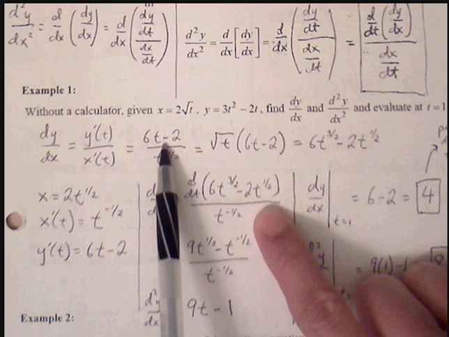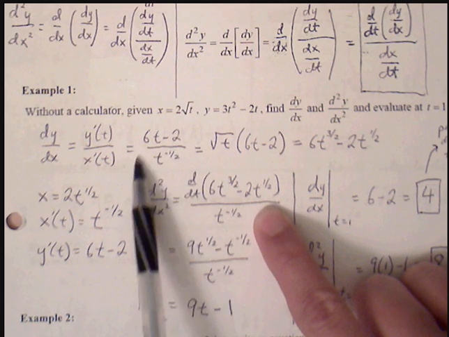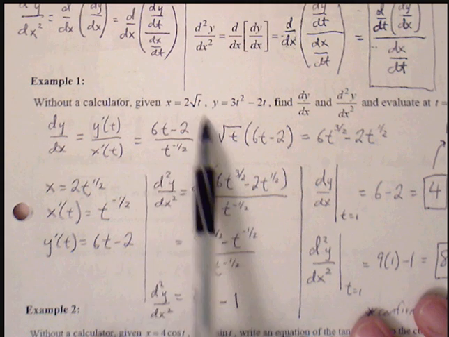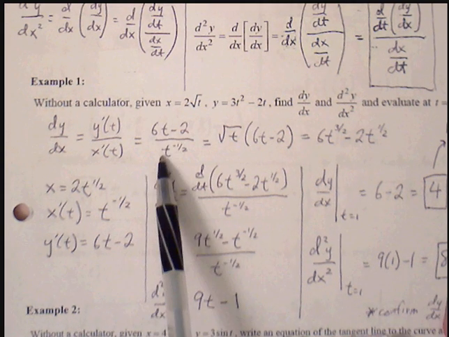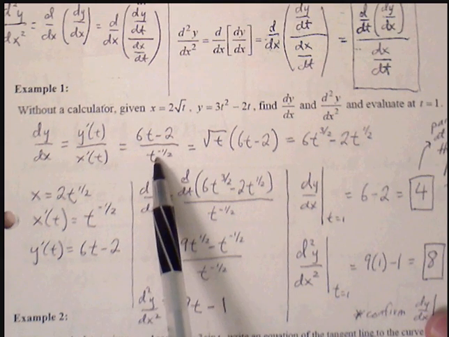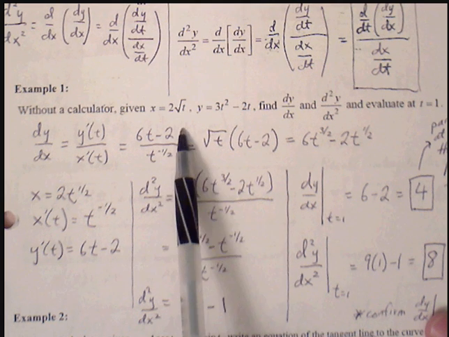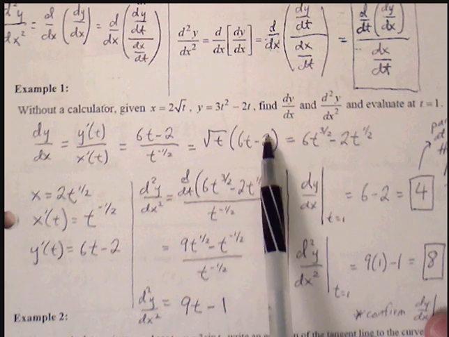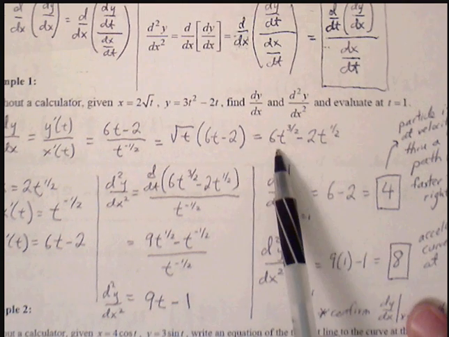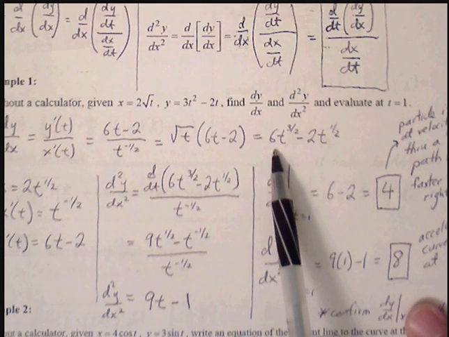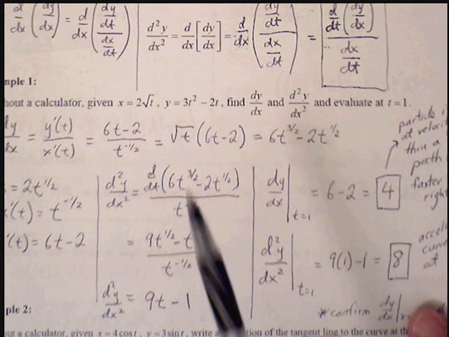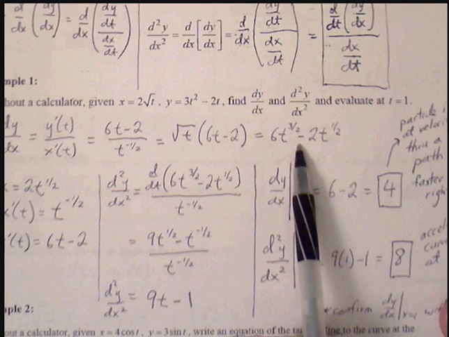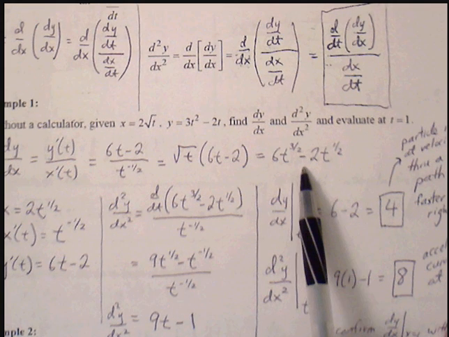So then we have y prime of t over x prime of t. Now this represents my first derivative, my dy/dx. If I continue to simplify, t to the negative 1/2 is basically square root of t in the numerator. If I take that numerator root t and distribute it through the parentheses, I get a dy/dx of 6t to the 3/2 minus 2t to the 1/2. So we found the first derivative.